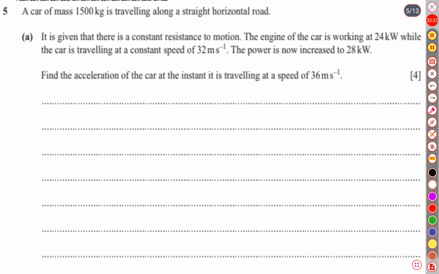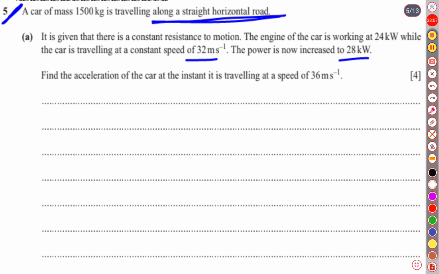The immediate next question has been selected also from the same paper, 9709 slash 45 for the session mentioned, question number 5, which belongs to our discussable topics. It says a car of mass 1500 kg is traveling along a straight horizontal road. It is given that there is a constant resistance to motion. The engine of the car is working at 24 kilowatt while the car is traveling at a constant speed of 32 meter per second. The power is now increased to 28 kilowatt. Find the acceleration of the car at the instant it is traveling at a speed of 36 meter per second.